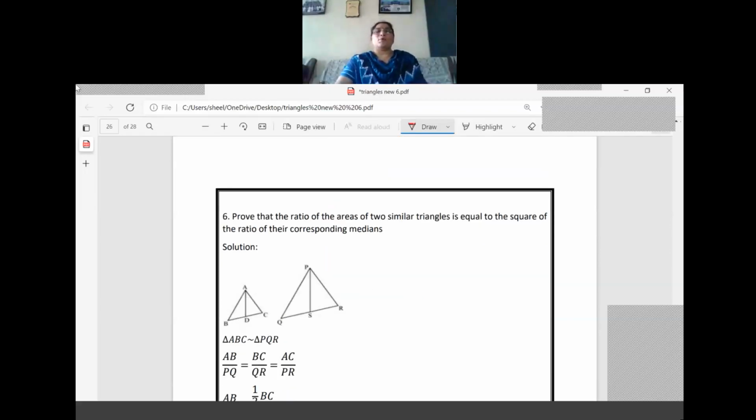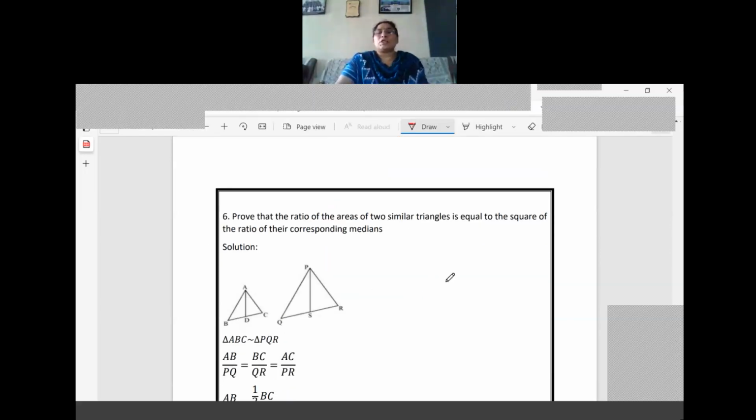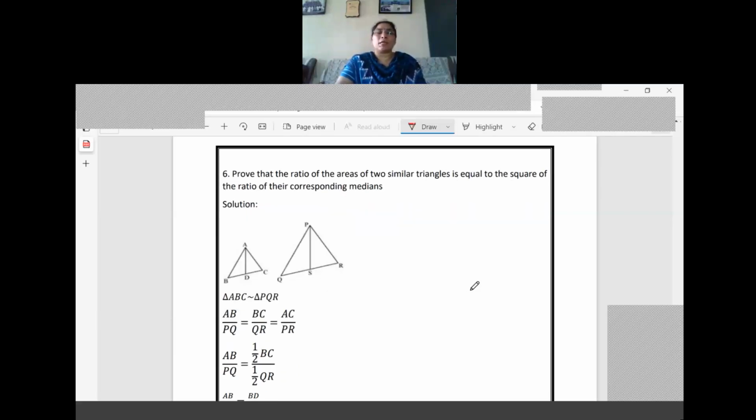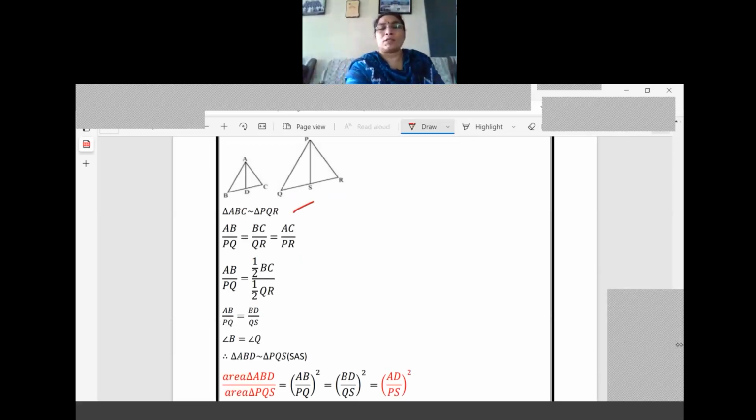Okay. One more question. Prove that the ratio of the areas of two similar triangles is equal to the square of the ratio of their corresponding medians. We already proved the theorem for the square of the ratio of their corresponding sides. Now this word is changed into medians. So we already know that when these two triangles are similar, all three sides are in the corresponding ratio.